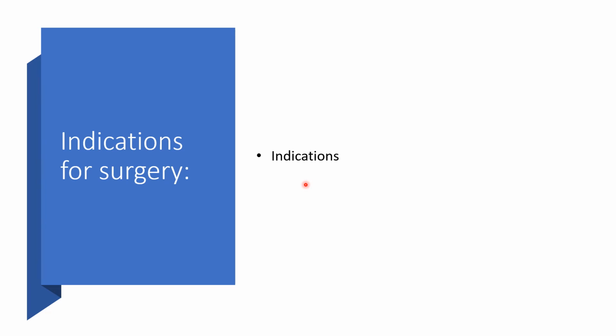If the vegetation is pretty large, greater than 10 millimeters, or there's persistently positive blood culture, or prosthetic valve dehiscency is present, or we are faced with abscess formation on the valves, or there's relapsing infection with the presence of prosthetic valves, all this will warrant surgery.